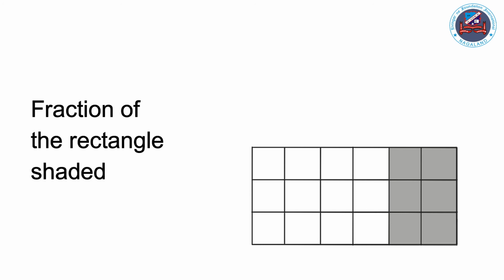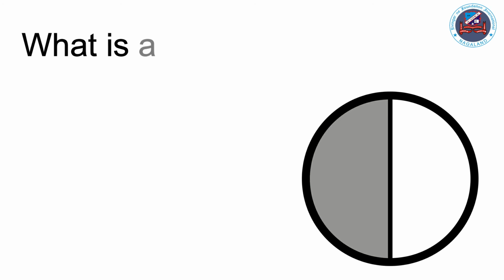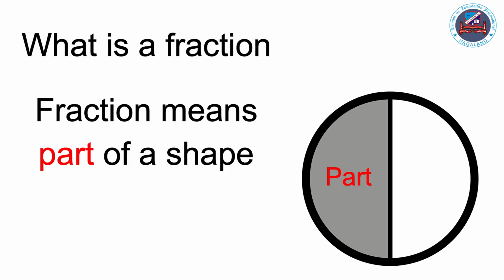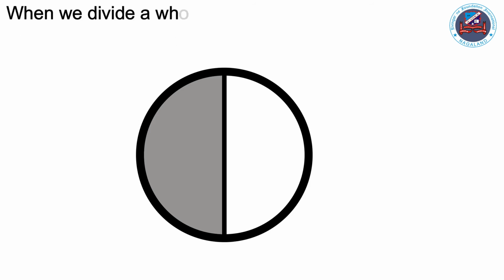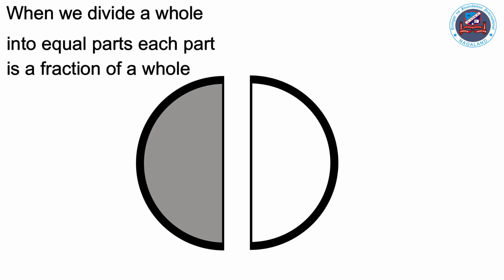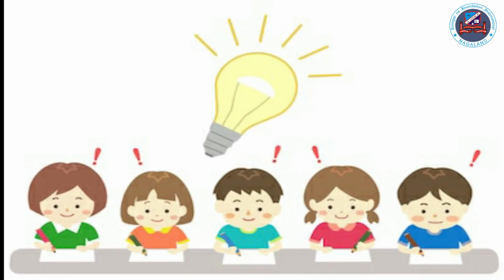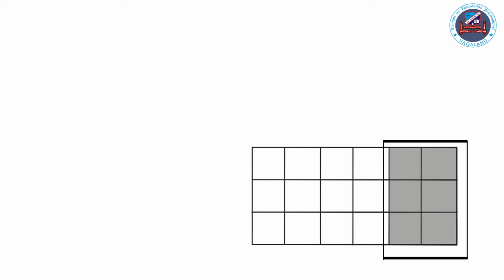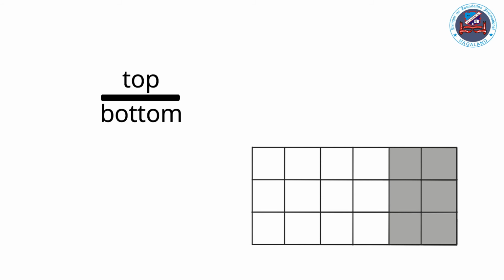Before that, let's try to understand what a fraction is. Fraction means part of a shape. When we divide a whole into equal parts, each part is a fraction of the whole. Now that we have understood what a fraction is, let's try to find out the fraction of the rectangle shaded. Remember, there are 2 different parts to a fraction: a number on the top and a number on the bottom.